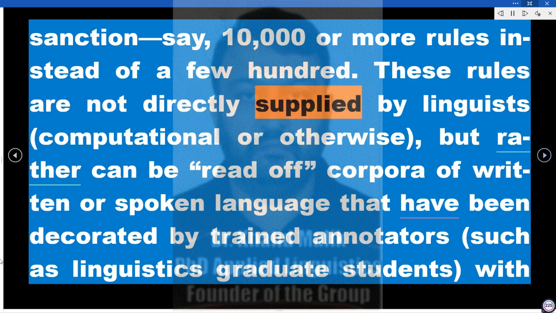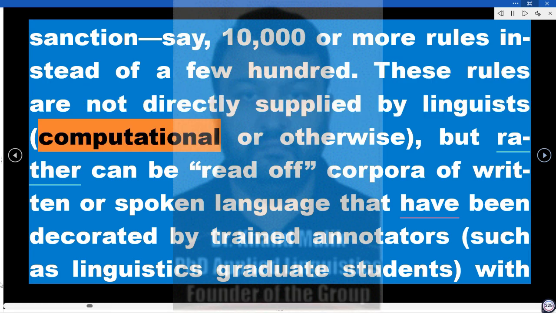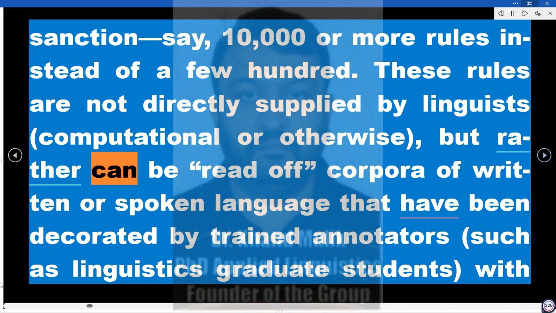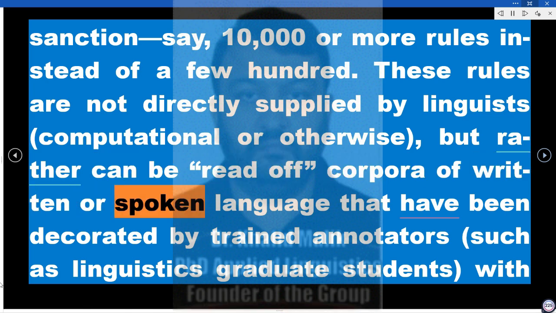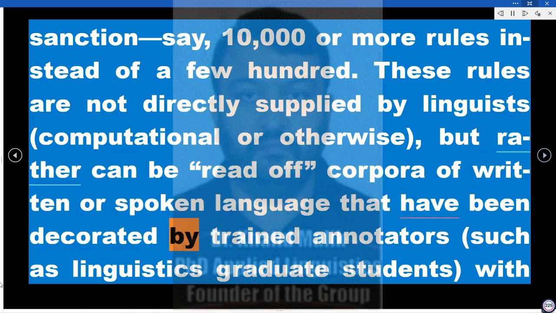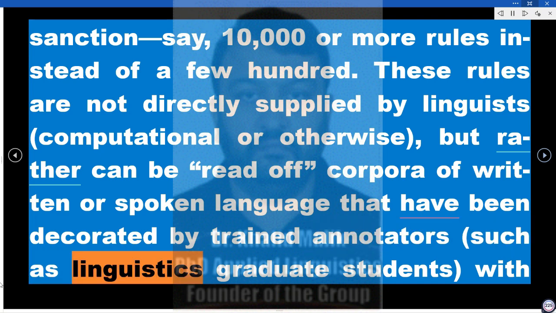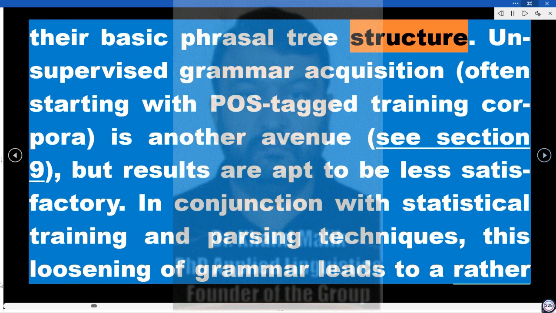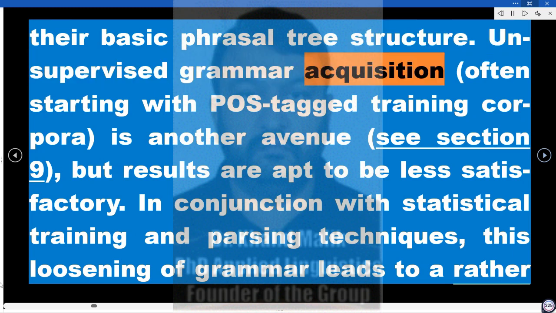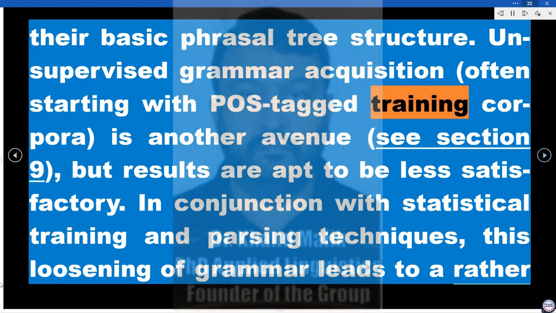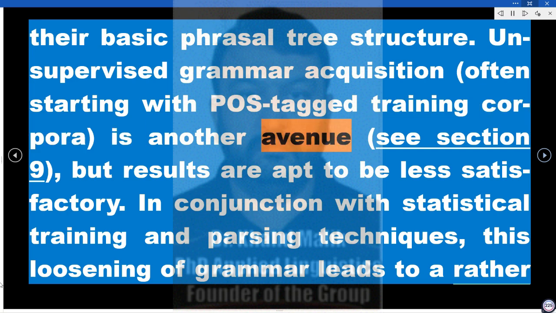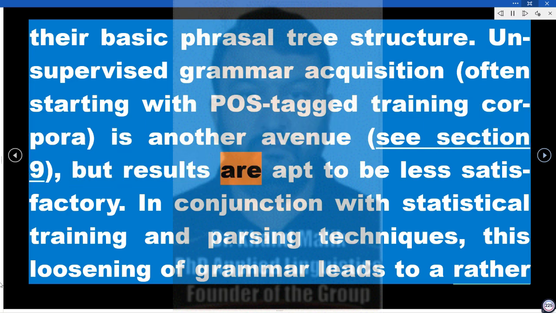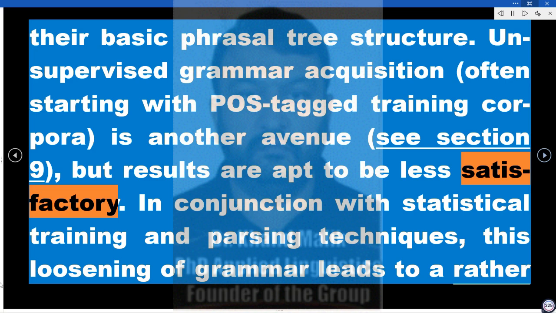These rules are not directly supplied by linguists, computational or otherwise, but rather can be read off corpora of written or spoken language that have been decorated by trained annotators, such as linguistics graduate students, with their basic phrasal tree structure. Unsupervised grammar acquisition, often starting with POS tag training corpora, is another avenue, see section 9, but results are apt to be less satisfactory.